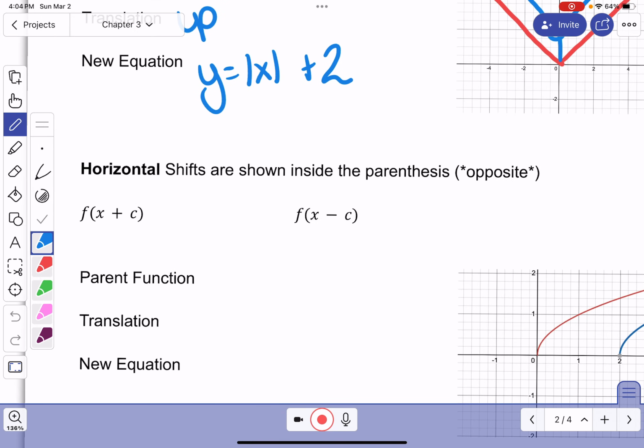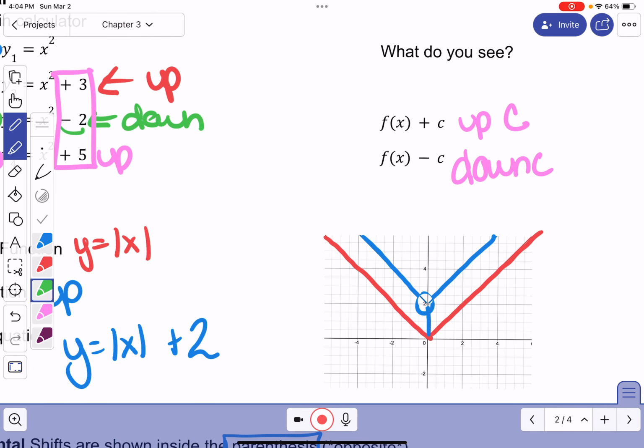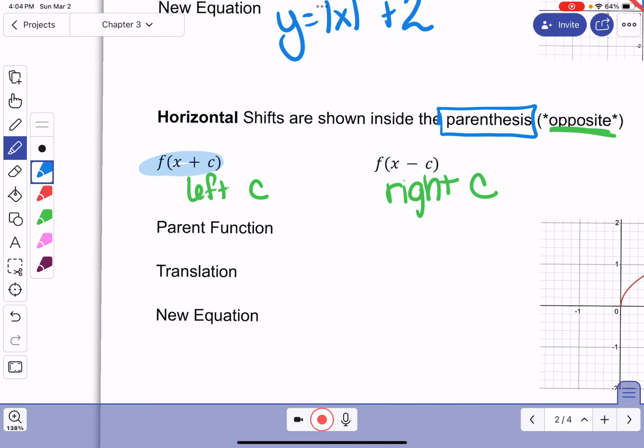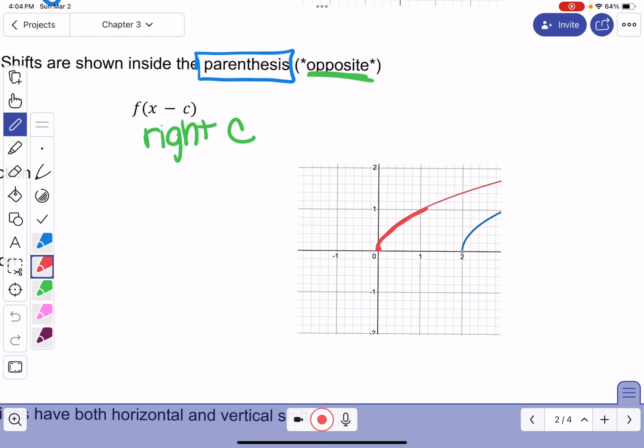Horizontal shifts are the same thing, except they're shown inside the parentheses. And whenever you're doing anything in the parentheses like this, you do the opposite of what you would expect. So when it says plus C, you're really moving left. And when it says minus, you're really moving right. And the difference is, up here, it is not in the parentheses. Down here it is.